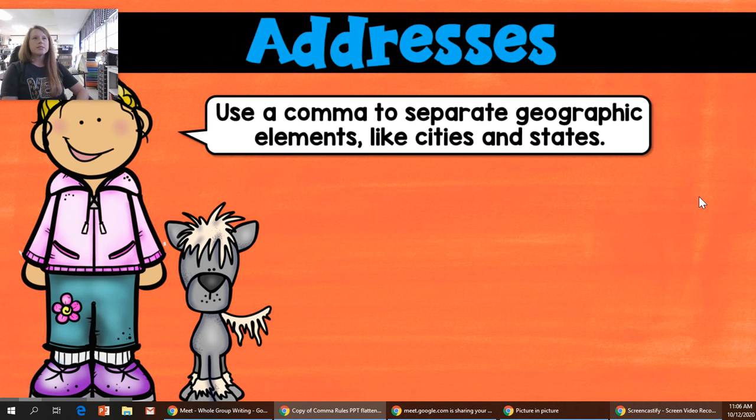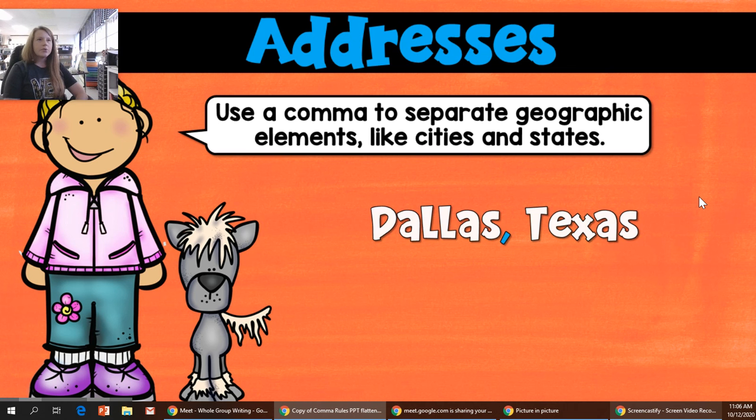All right, use a comma to separate geographic elements like cities and states. Okay. So if we were going to go to Dallas, Texas, we wouldn't just say Dallas Texas, we'd say Dallas, comma, Texas. If I'm reading a sentence or a phrase that has a comma in it, what's it going to sound like?